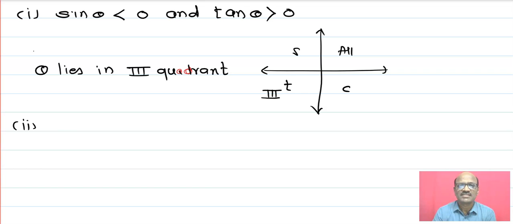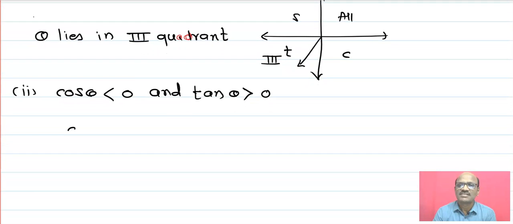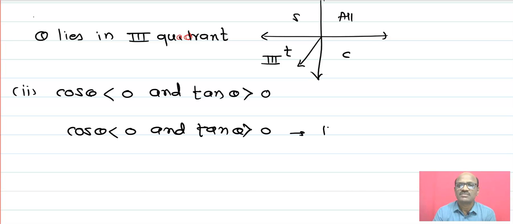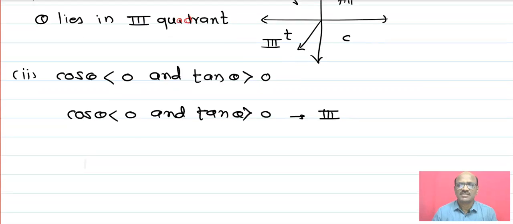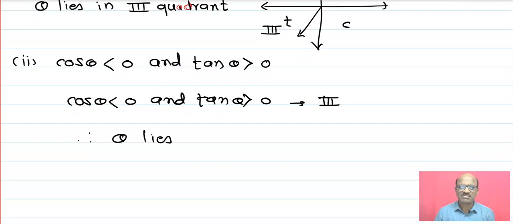Now next, that is cos is negative and again tan is positive. This also happens in the third quadrant, and tan theta is positive, this happens in the third quadrant. It's very simple, therefore theta lies in the third quadrant.